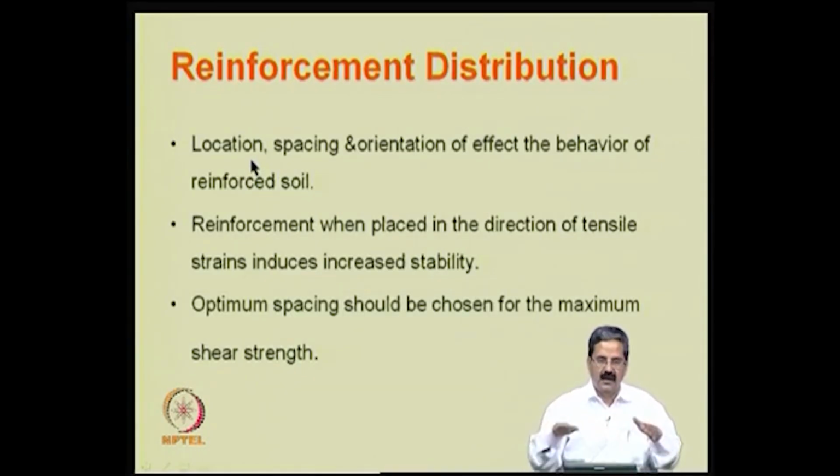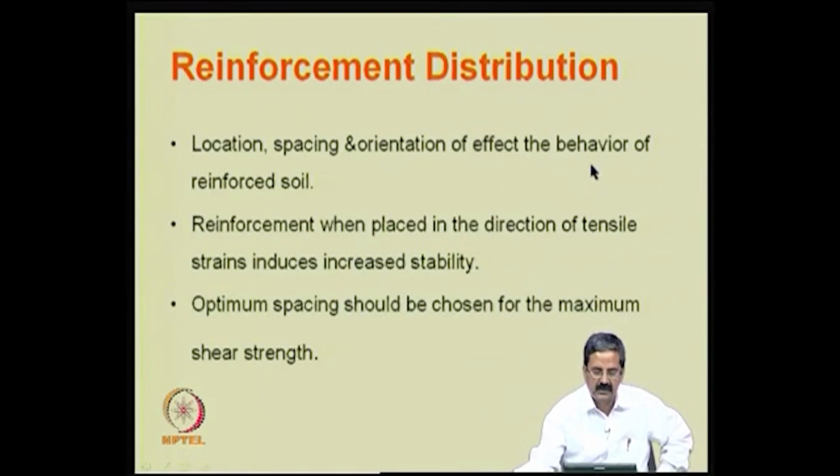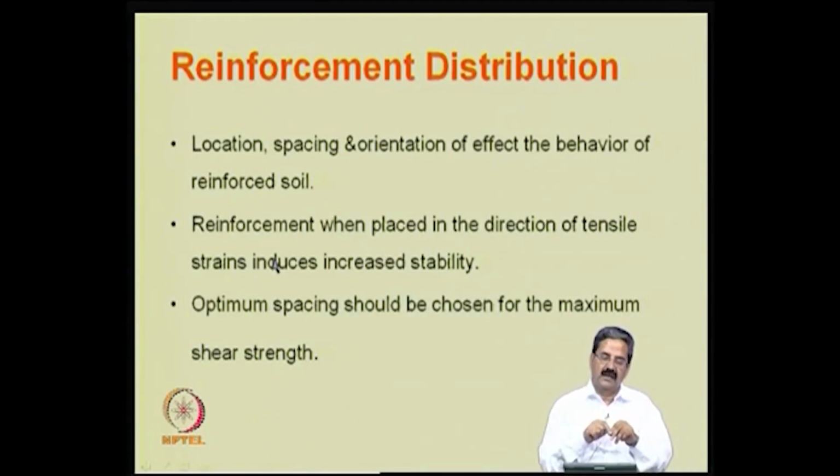For example, in the bearing capacity case you can just put it below the foundation level, whereas in the case of reinforced slopes, if the failure is occurring like this, you put it like this, right. So, once you put, for example, nailing, you can put it like this, and then it prevents the failure occurring. So, location, spacing, orientation and their effect on behavior are quite important, and what we have to see is that the reinforcement should be placed in the direction of tensile strains.